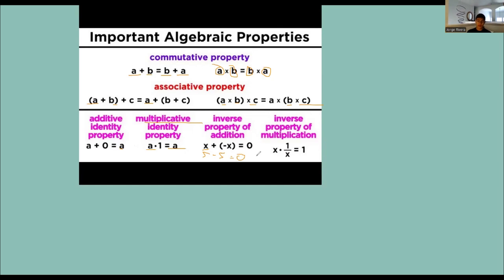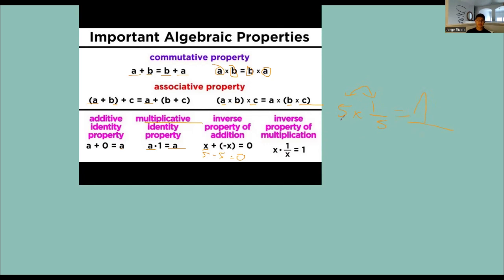We use this a lot to cancel out things and move things from one side of an equation to the other side of the equation. The inverse property of multiplication is also really important. If we have 5 times 1 over 5, these two are inverses of each other, 5 and 1/5. So if you multiply them, that's just going to be equal to 1 whole.